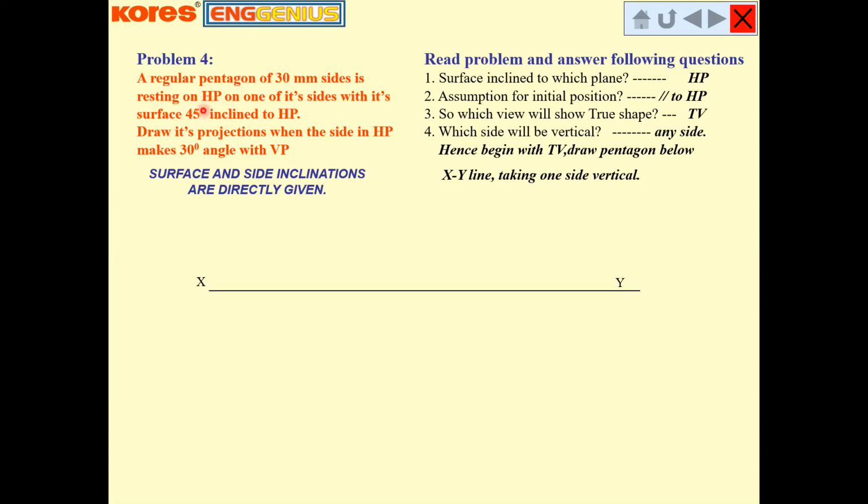Here, the surface inclination was given with reference to HP. That's why we have assumed our initial position, or you can say the true shape of the plane, in the top view, because we have assumed our plane parallel to HP. Why? Because surface inclination is given with the HP. So whenever surface inclination is given with the HP, we assume the plane parallel to HP. And if the plane is parallel to HP, its top view gives us the true shape. It means the pentagonal shape we can observe in the top view.